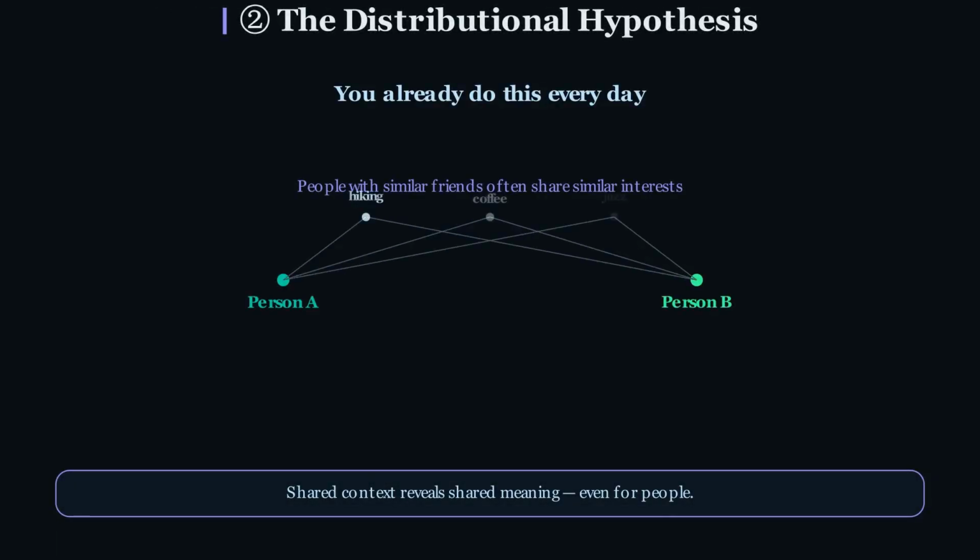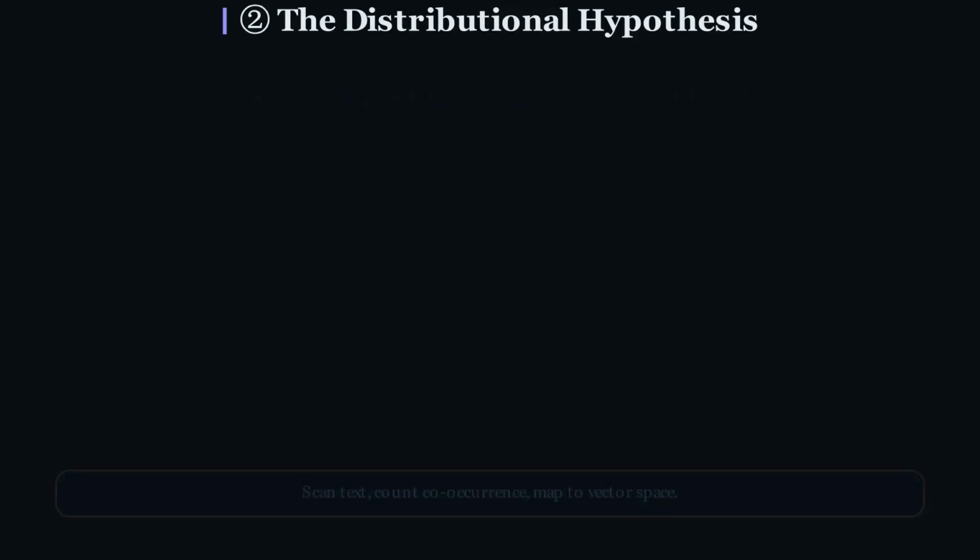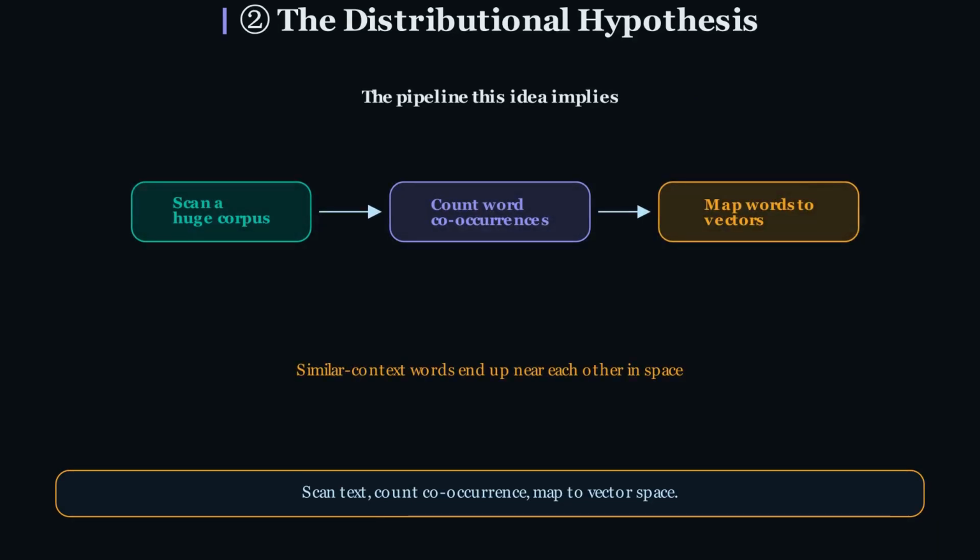Here's an intuition you already use. If two people share the same friends, hobbies, and hangouts, you assume they're probably similar people. Even without meeting them, you're judging them by the company they keep. The linguist John Firth put it precisely: you shall know a word by the company it keeps. Cat and dog show up in almost identical sentences. So a model that reads enough text learns they must be semantically related. In practice, this means scanning a huge corpus of text, counting which words co-occur near each other, and then mapping every word to a vector such that words with similar contexts end up close together in space. That's the entire foundation of embeddings.